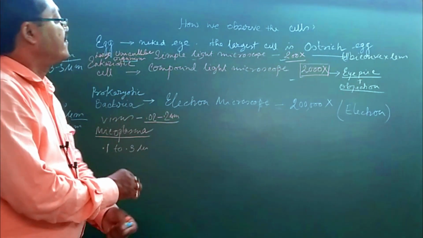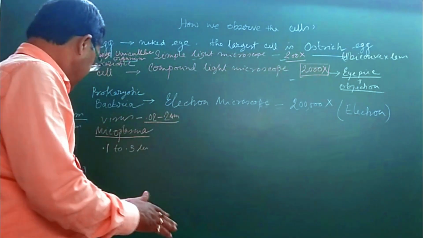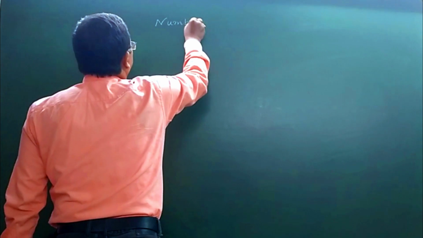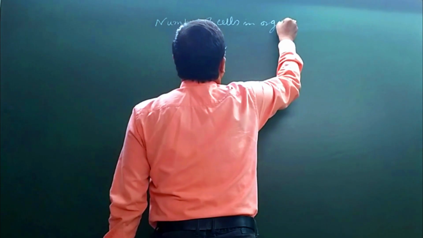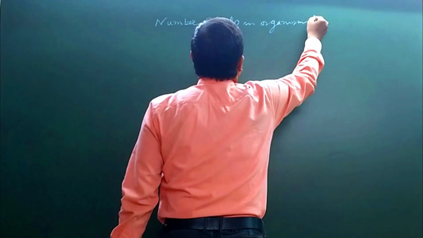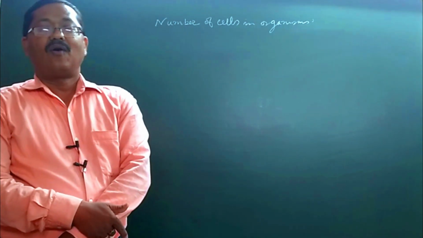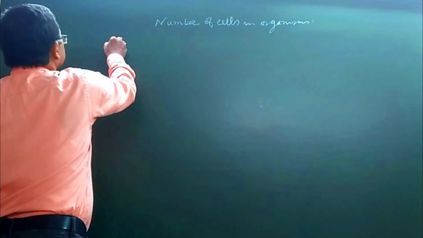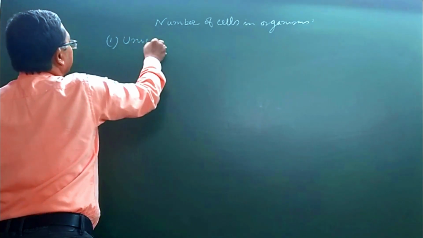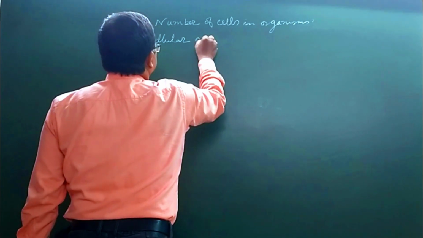Then the question arises, the number of cells in organisms. Some organisms contain a single cell. This is the unicellular organism.